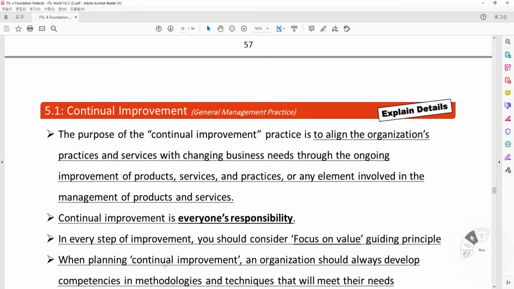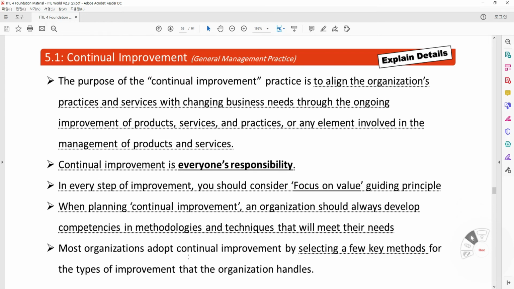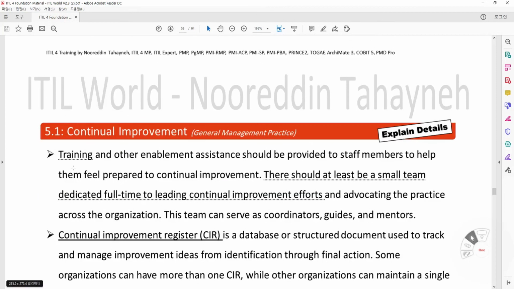When planning continual improvement, an organization should always develop competencies in methodologies and techniques that will meet their needs. Most organizations adopt continual improvement by selecting a few key methods for the types of improvement that the organization handles. Training and other enablement assistance should be provided to staff members to help them feel prepared for continual improvement. There should be at least a small team dedicated full time to leading continual improvement efforts and advocating the practices across the organization. This team can serve as coordinators, guides, and mentors.